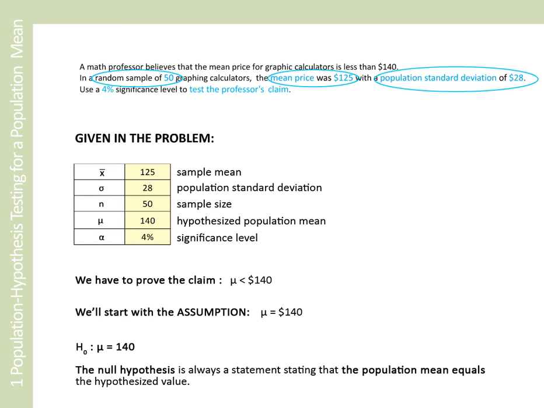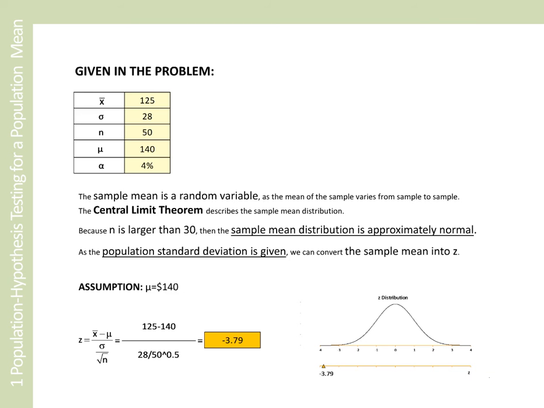The assumption, denoted by H sub 0, is called the null hypothesis. The null hypothesis is always a statement stating that the population mean equals the hypothesized value. The sample mean is a random variable, as the mean of the sample varies from sample to sample. The central limit theorem describes the sample mean distribution. Because n is larger than 30, the sample mean distribution is approximately normal.